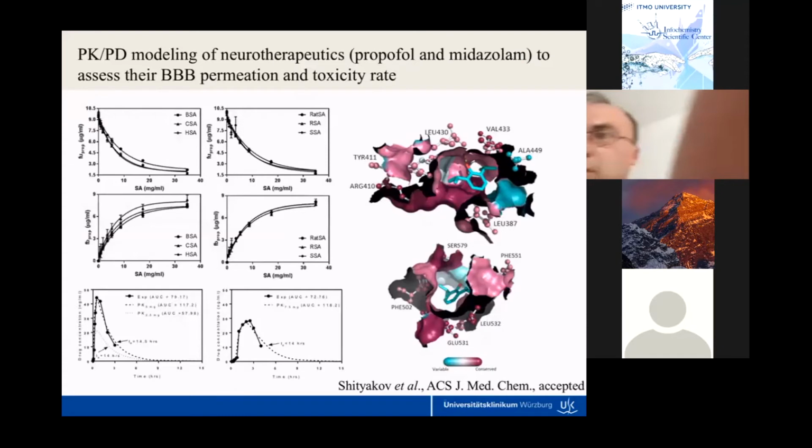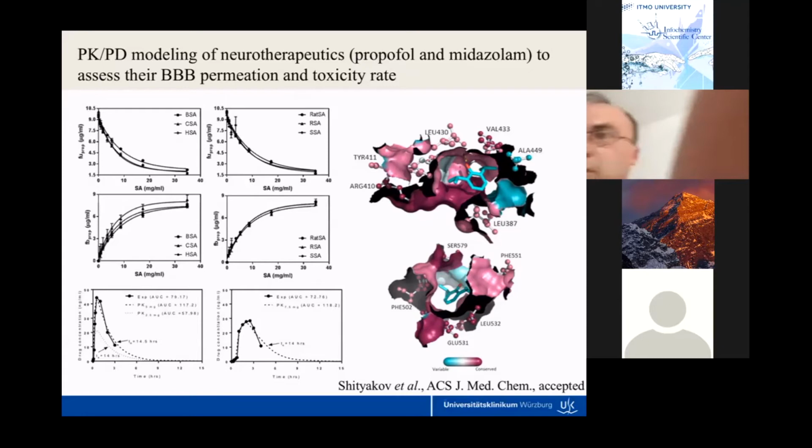The next project was published recently in the ACS Journal of Medicinal Chemistry, which is the highest impact journal in medicinal chemistry. Here we did PK/PD modeling of neuropharmaceuticals. We tried to measure pharmacokinetics and pharmacodynamics. In the upper part of the slide is the experiment. We did it, actually not me, but some of my assistants did, and I supervised the experiments. In the upper part of the slide you see pharmacodynamics, and in the lower part you get pharmacokinetics.